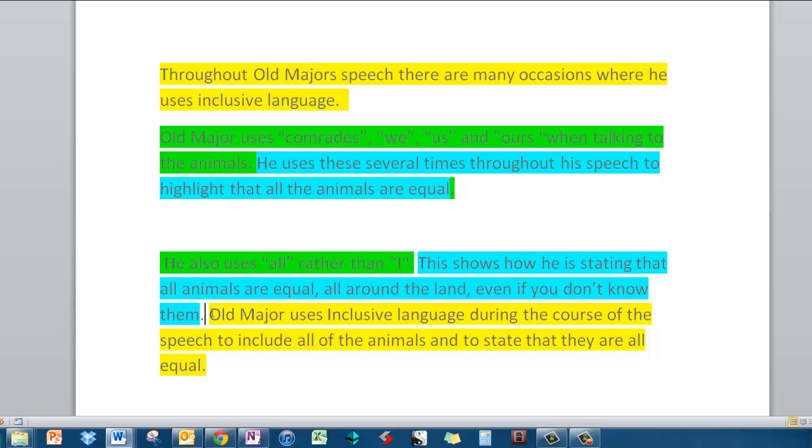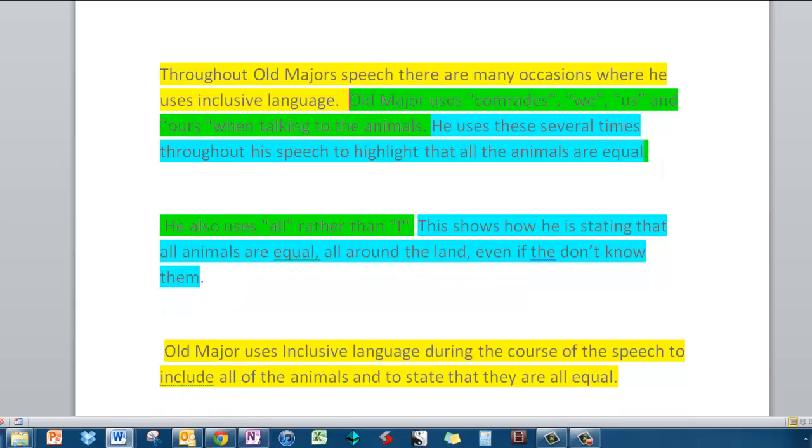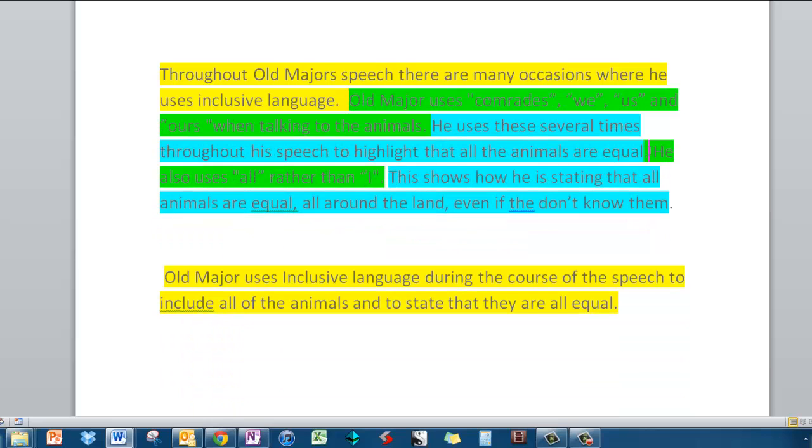So what I'm trying to do there, Harry, is explain the use of all rather than I, as in Major. So he's trying to encourage everybody to be part of the group. So this shows that he's stating all animals are equal, even if they don't know them. Now, let's put all this together because he's done a pretty good job of getting this happening.